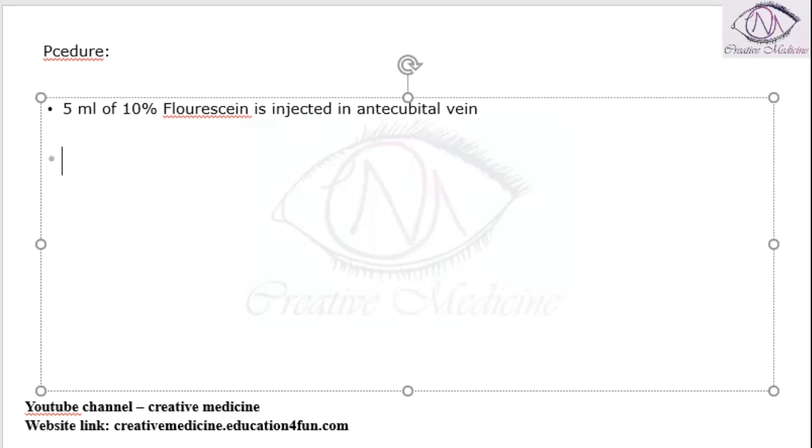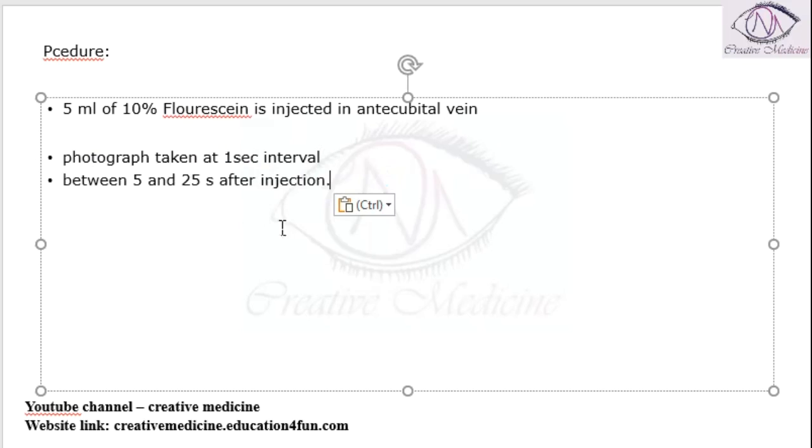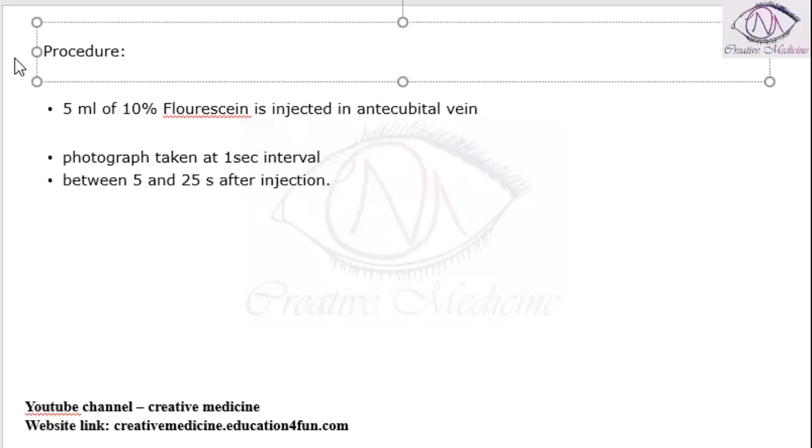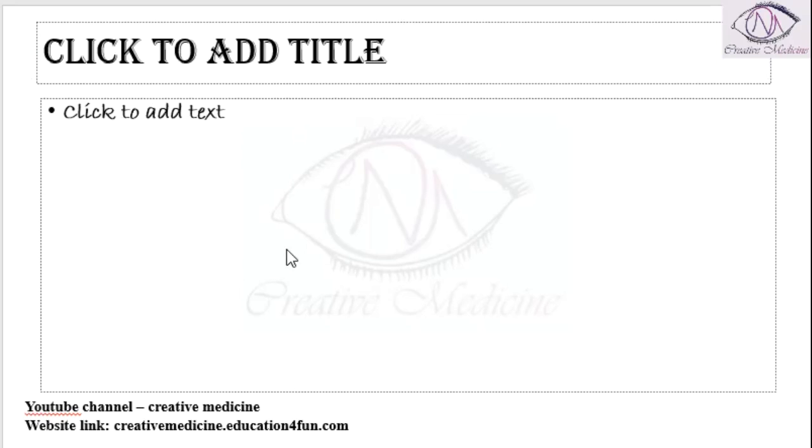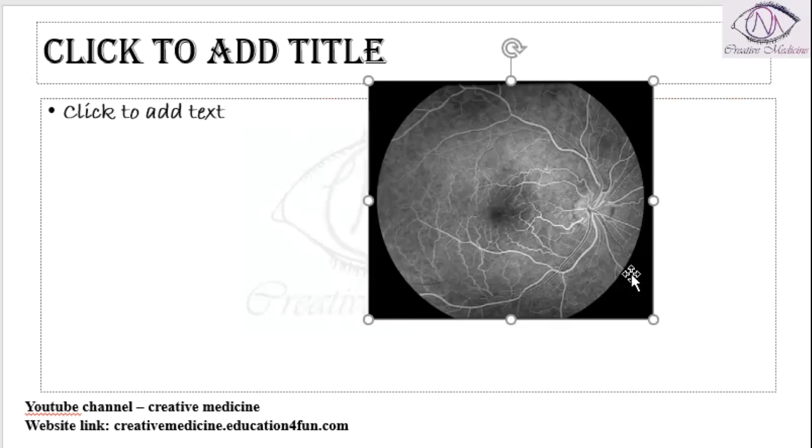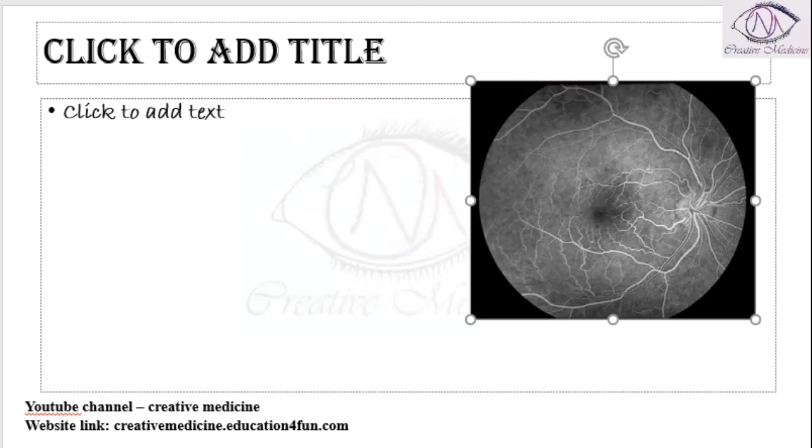From the antecubital vein it goes to the circulation of the body and it reaches the retinal vasculature and choroidal vasculature. Photographs are taken just after giving this fluorescein dye, at 1 second intervals, and then we take photographs between 5 to 25 seconds after injection also. These photographs will look something like this. So this photograph shows the fundus fluorescein angiography.